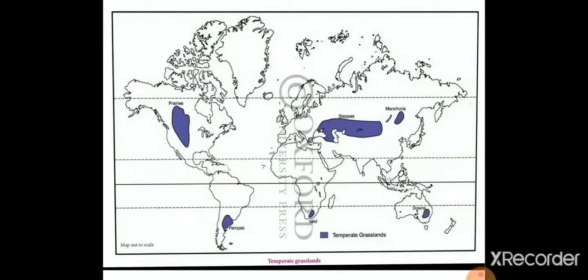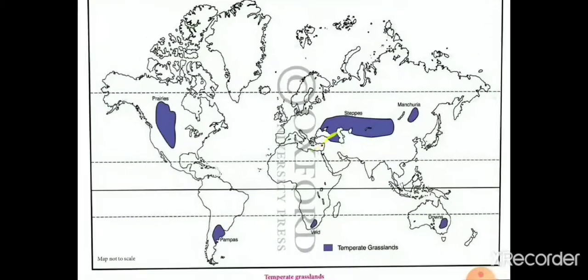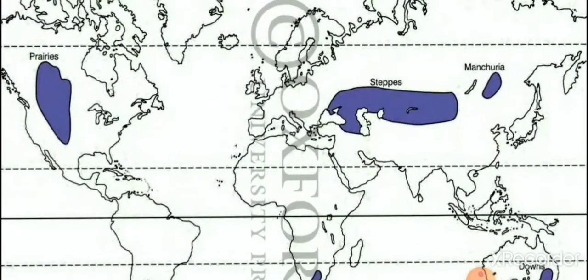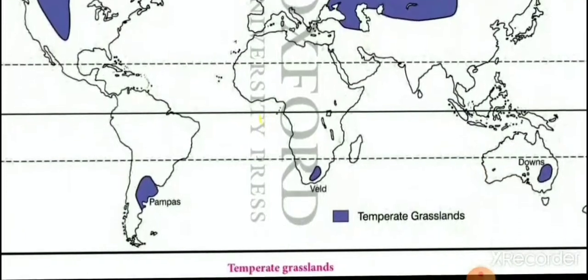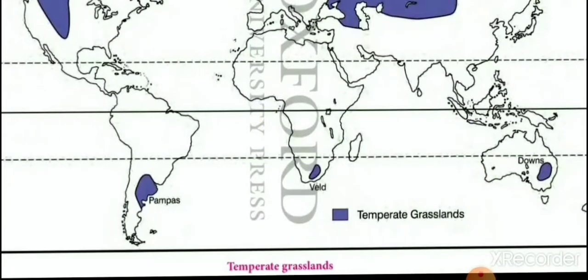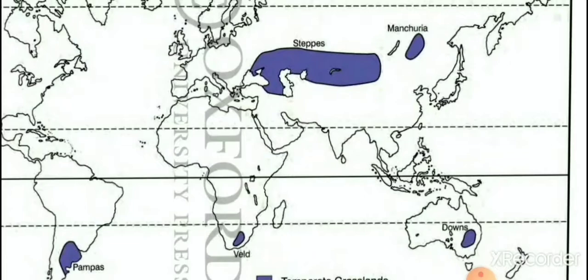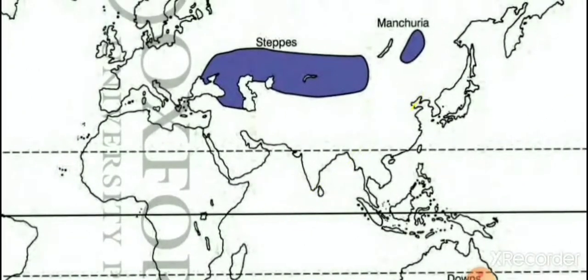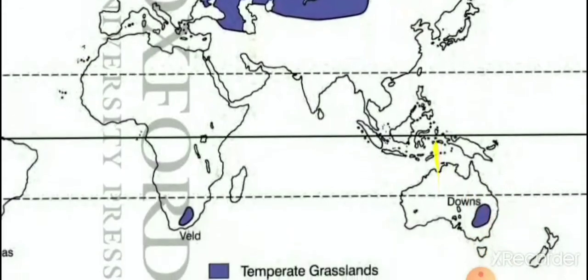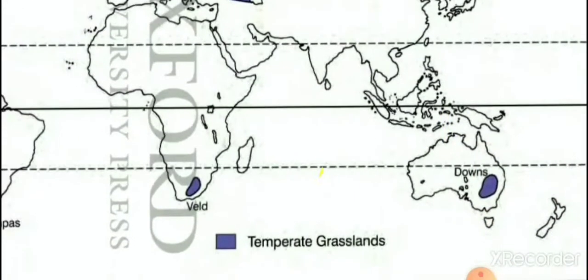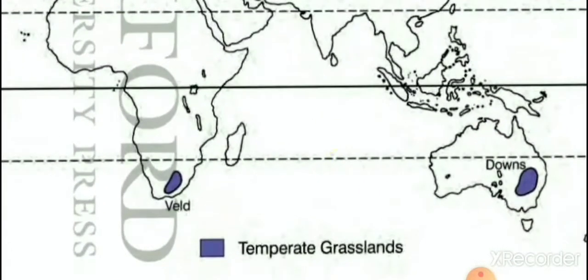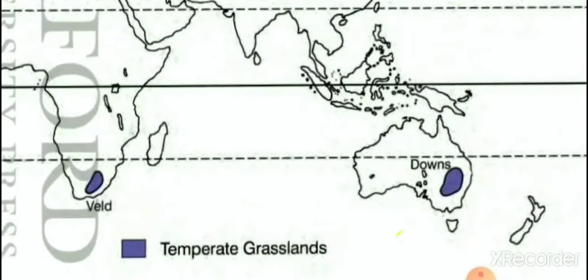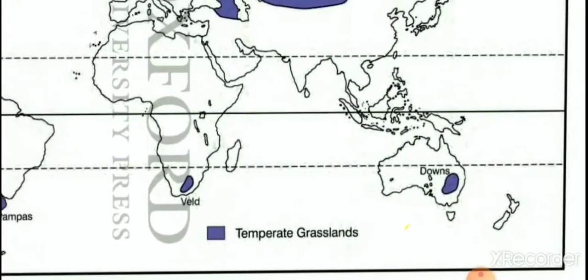They are termed as prairies in North America, pampas in South America, steppes in Manchuria in Europe, veld in Africa, and as downs in Australia.